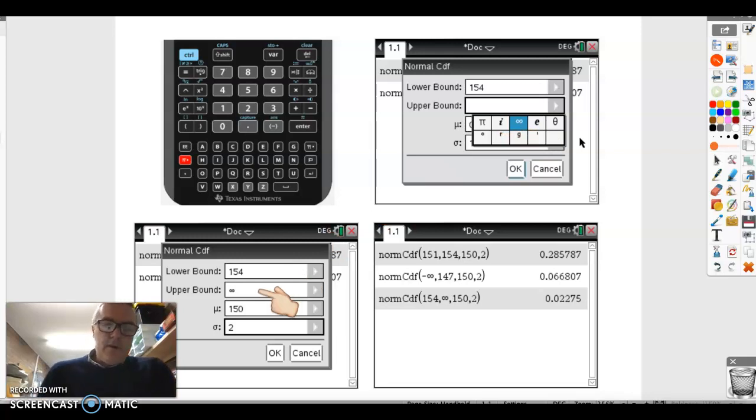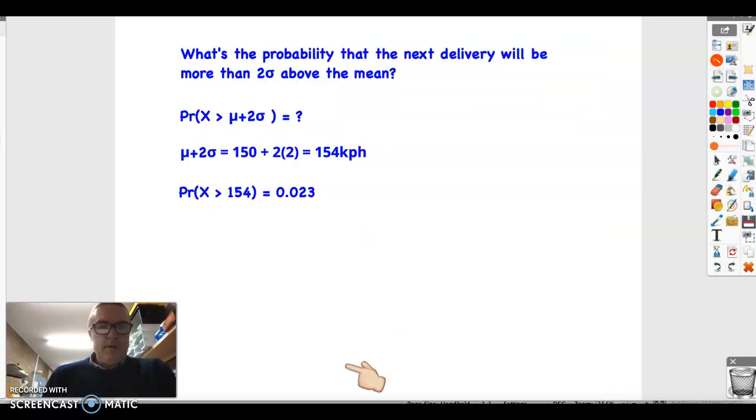If we had forgotten where that button was and we couldn't remember where to find that symbol, actually typing any really extremely large number would be fine. So if I type something in there like 100,000 kilometers per hour, I would get practically the same result. We're still using the same mean and standard deviation, and there's our output. So the probability that the next delivery will be more than 2 standard deviations above the mean is 0.023.